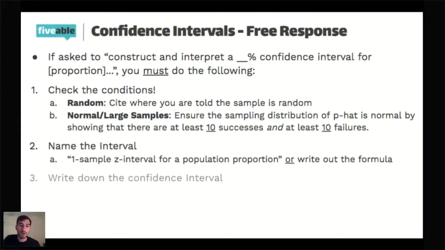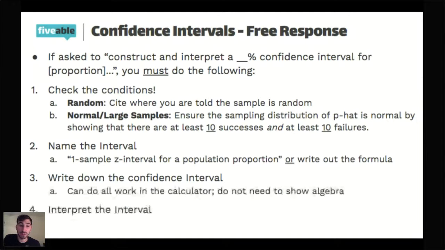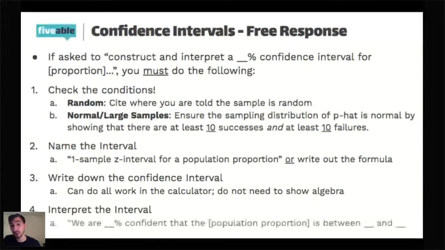Once you've named it, that's where we can either crank out the calculations by hand or go to our handy calculator and go to stats, tests, and scroll down until you see the appropriate label of 1 prop z int in my case. You don't have to show any algebra if you do it in the calculator. And then this is where we write that sentence stem that you wrote way earlier with the, we are 95% confident that the true population proportion is between, and when you're doing this, it's a really good idea to just copy and paste.